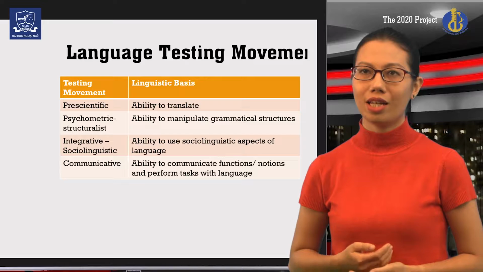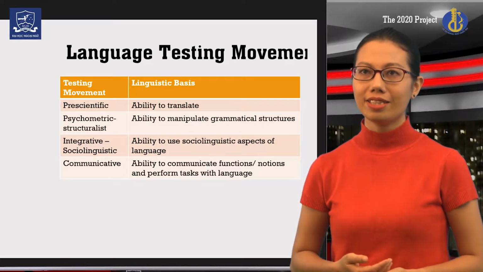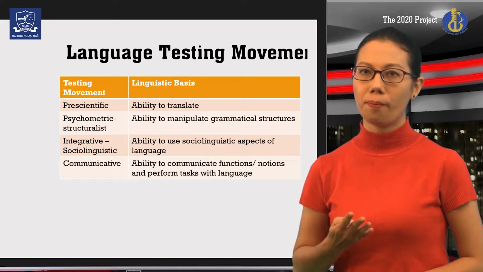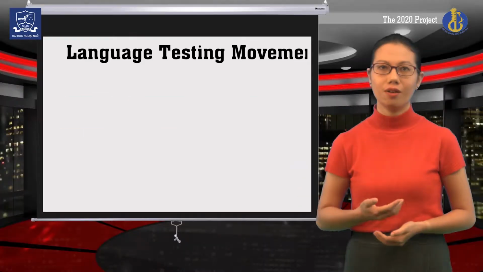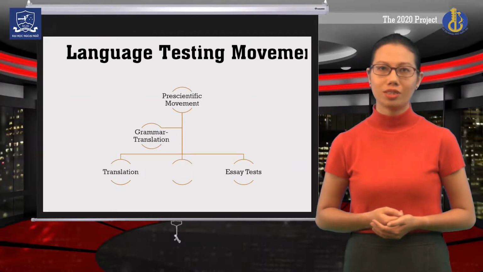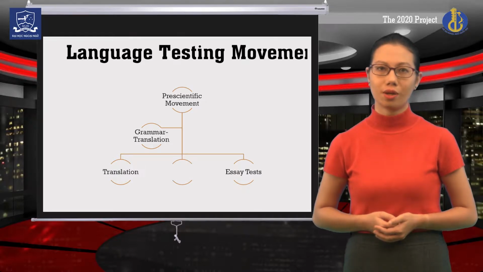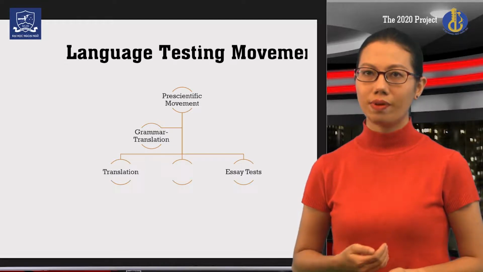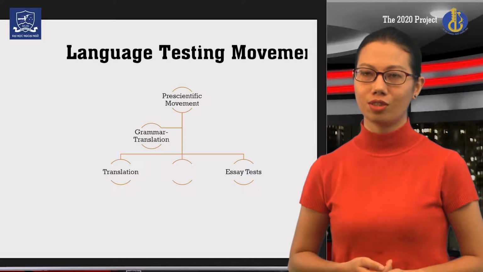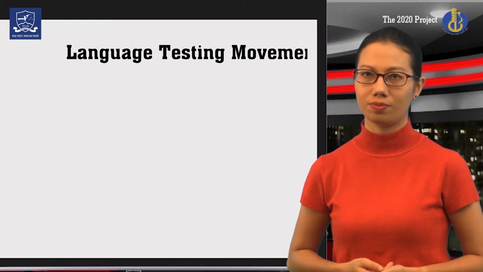So, let's talk about language testing movements, which can be said to all coexist today in different parts of the world. As can be seen in the table, there are 4 main testing movements accordingly related to language teaching methods. First, the pre-scientific movement in language testing is associated with the grammar translation approaches to language teaching. It is characterized by translation and essay tests developed exclusively by the classroom teachers, who are on their own when it comes to developing and scoring tests.